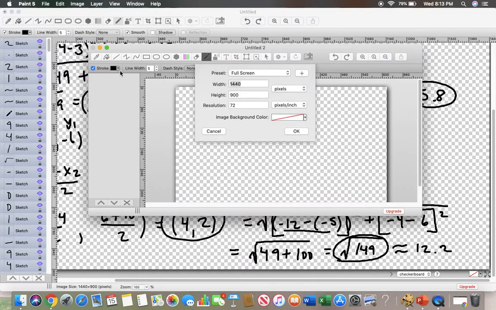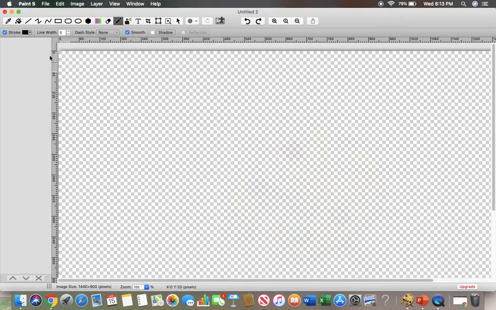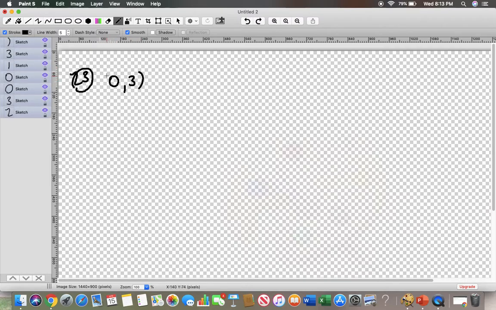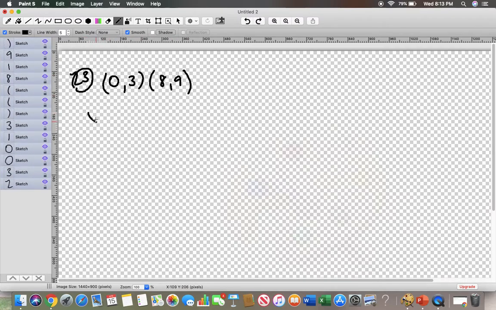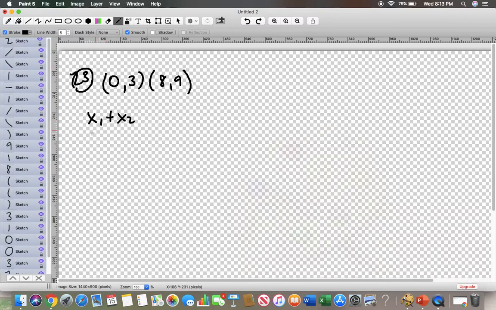All right, let's do number 23. It says find the midpoint of the segments with the following endpoints. So again, just finding the midpoint here: (0, 3) and (8, 9). Here's my formula.